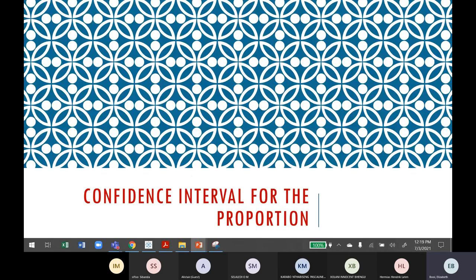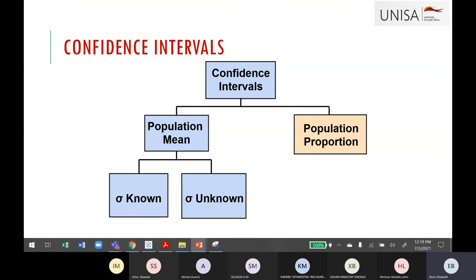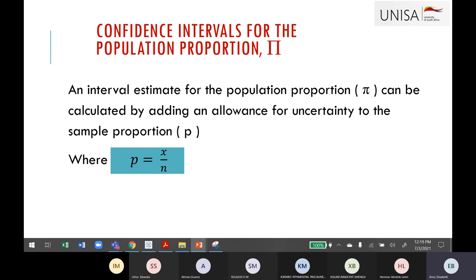Today, we're going to continue and look at confidence interval for the proportion. And when we look at the confidence interval for the proportion, we need to remember the following. So, a confidence interval estimate of the proportion can also be calculated by using the sample point estimate, which also will give you some uncertainties.